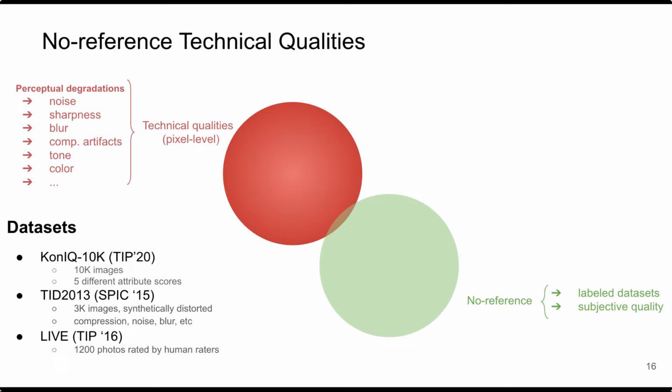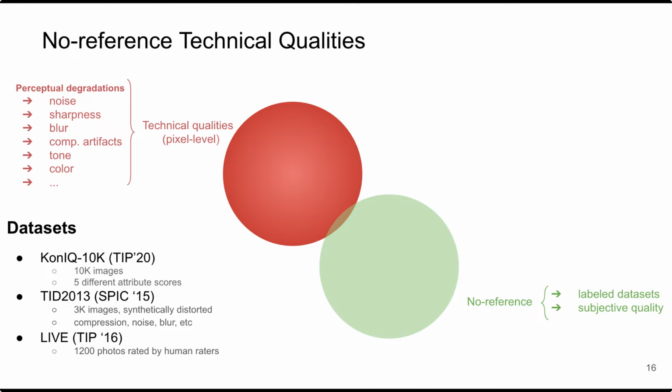For no reference technical quality assessment, there are many datasets in the literature. Just to name a few, there is a list of three of them: TID, LIVE, and KonIQ, which is more recent. But most of these datasets represent a list of quality attributes and scores that describe and quantify a very specific aspect of technical quality, such as noisiness, sharpness, colorfulness, and so on, or they have an overall mean opinion score describing the overall quality, or they may present both the mean opinion score as well as attribute scores. I'll talk about how NIMA is developed on both technical quality datasets as well as aesthetic quality datasets.